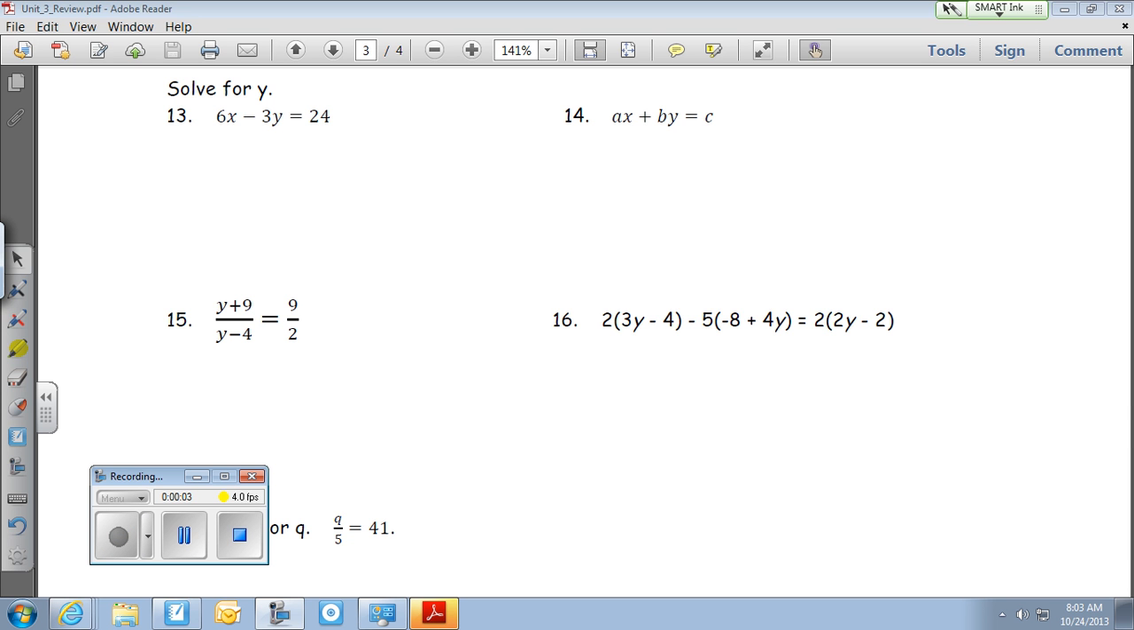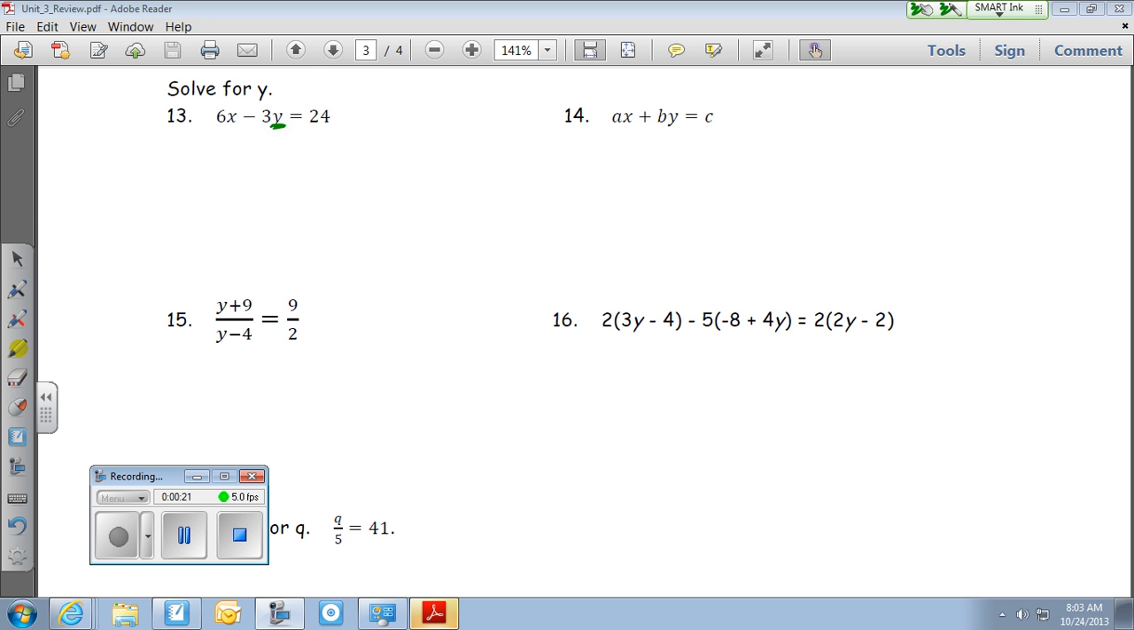Okay, here's Ms. Whitaker, and I'm going to continue with number 13 on your Unit 3 review. So it says solve for y on number 13. So that means I want to isolate that y right there. That means everything else needs to go to the other side. So every step I take needs to be towards that goal of isolating my y.